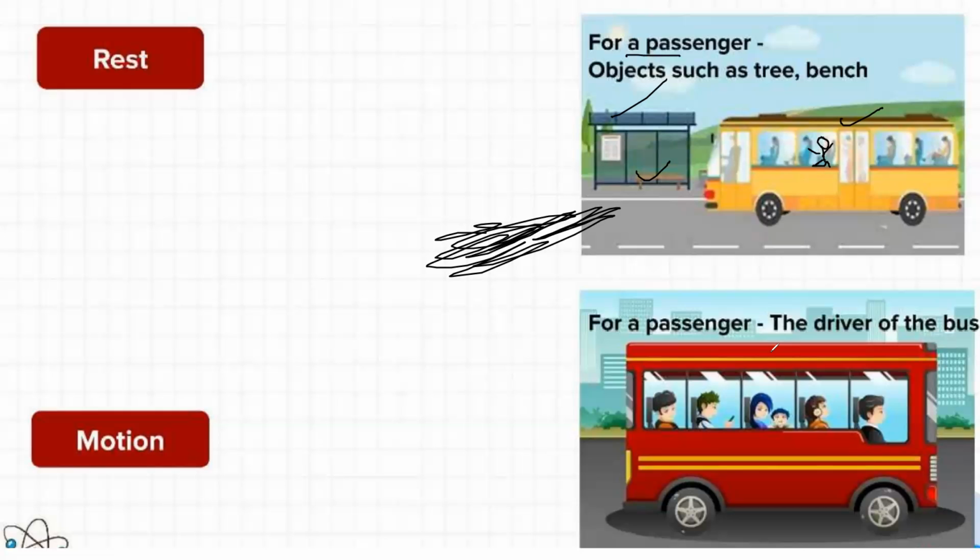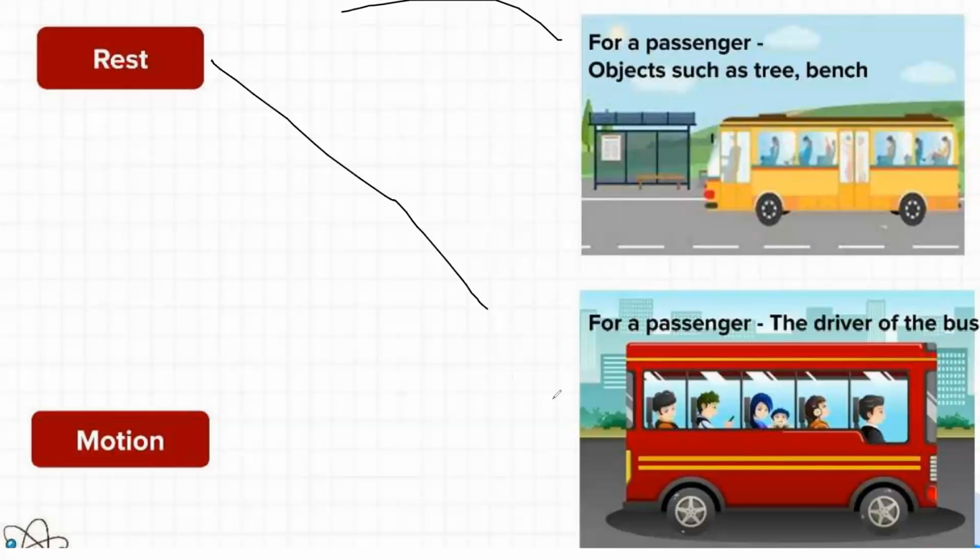And for a passenger, the driver of the bus is at rest. Of course, if you are inside the bus and the driver, see, suppose you are this woman, and this is the driver. If you're sitting inside the bus, you're feeling the bus is not moving, the outside things are moving. So inside the bus, you feel everything is normal. So this man, you will think he is at rest. Okay. So what is the correct answer? This is the correct answer.